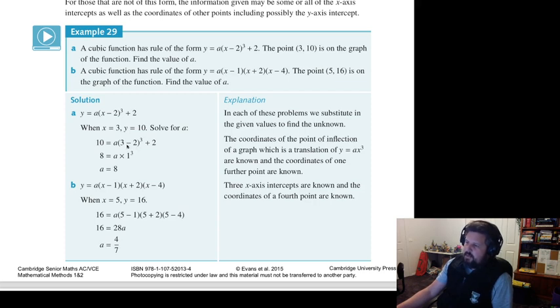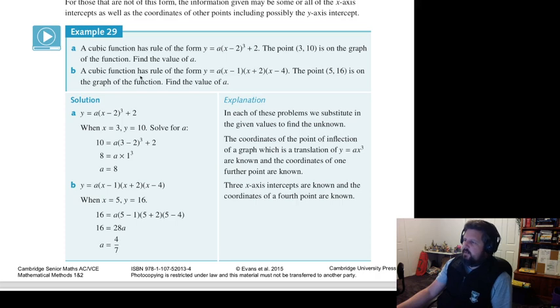Obviously 3 take away 2 is 1, it's just 1 cubed. Take away 2 from both sides, this gives you the 8. Rearranging again, dividing both sides by 1, we get a equals 8. Cool. You could then rewrite it out, but they were just asking you to find the value of a. So the value of a is 8. You don't need to write out the whole question again.